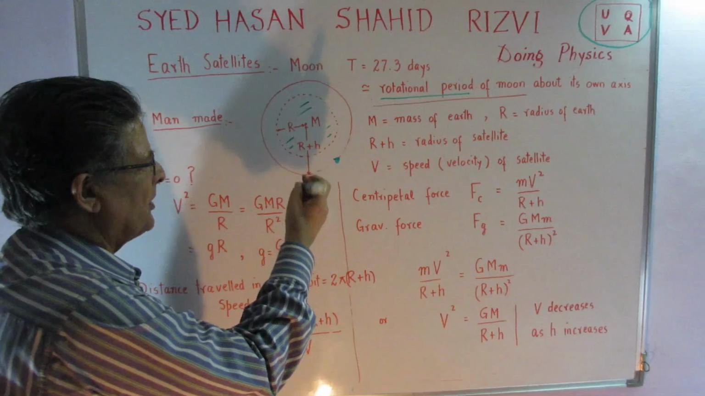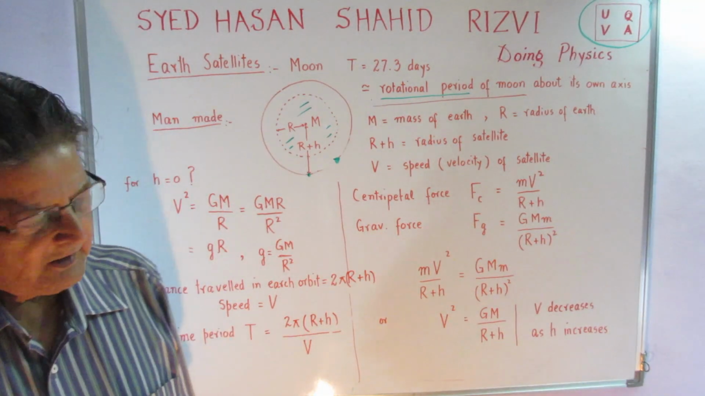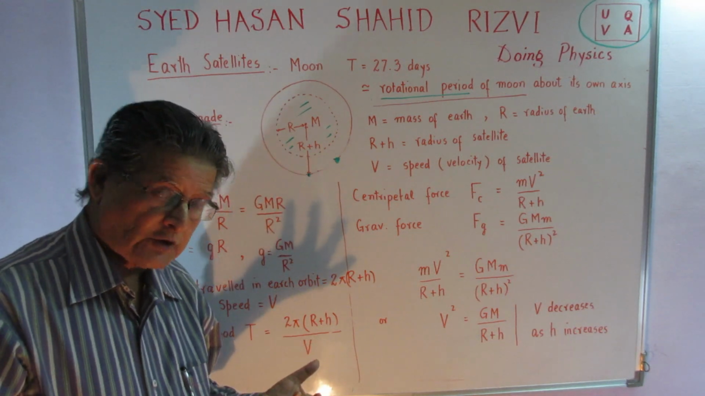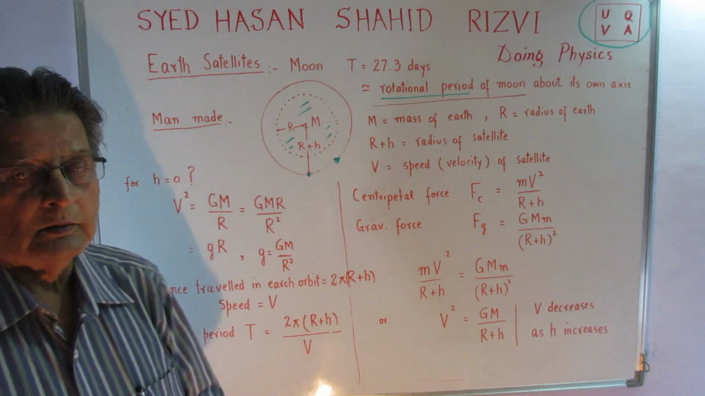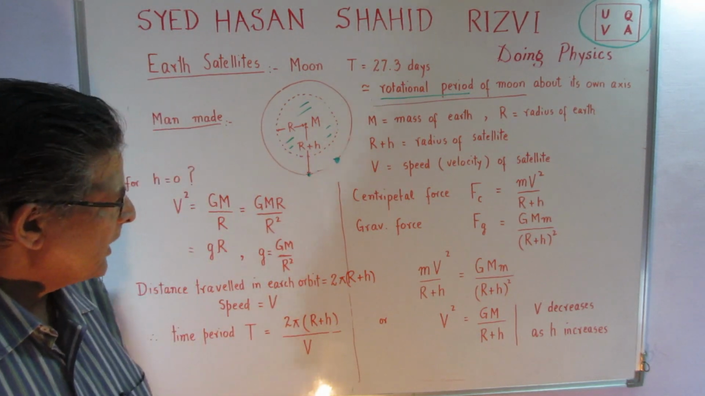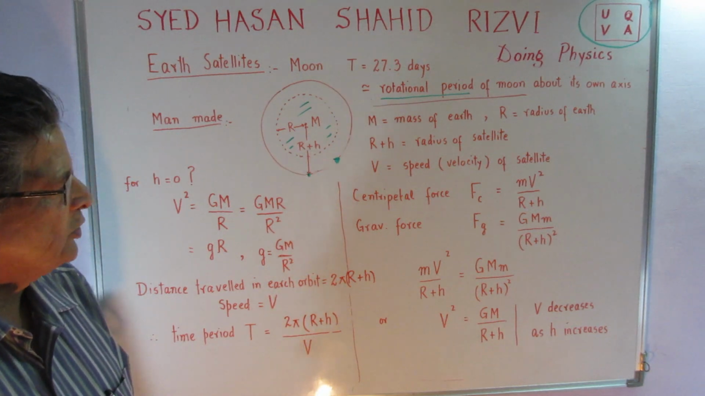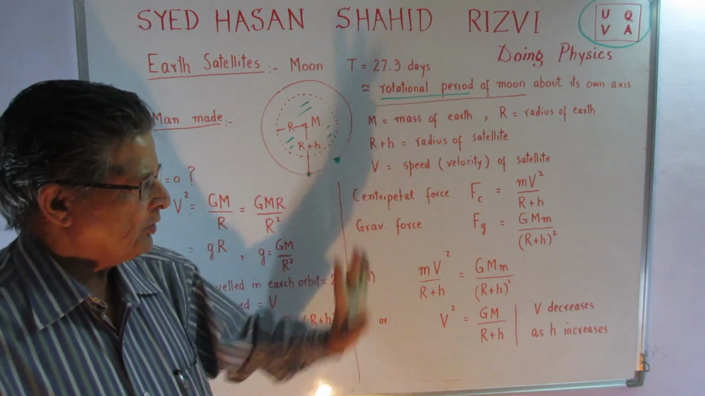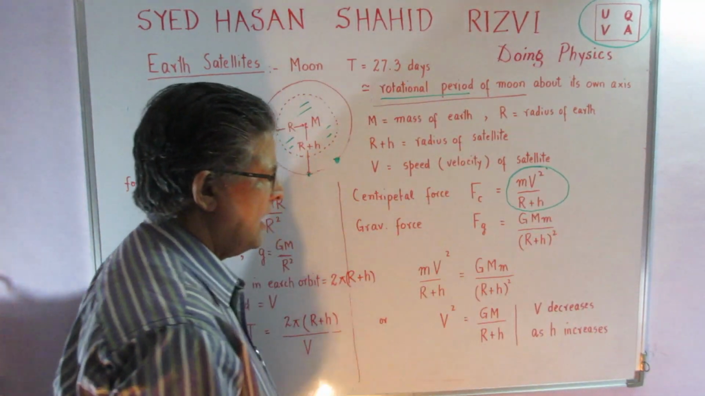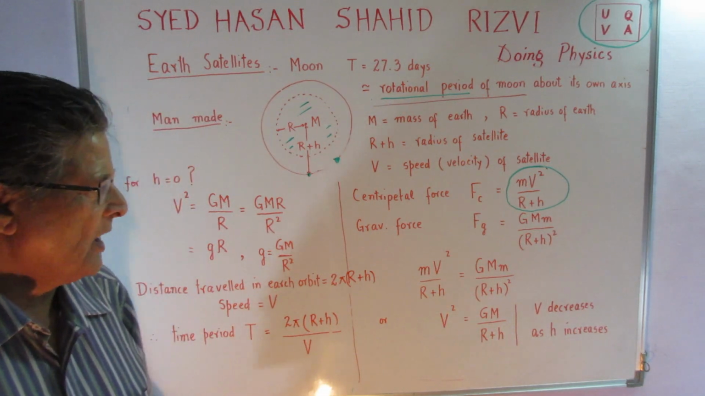The body in motion goes in a circular orbit in a plane only because there is a centripetal force which has to be there. Without the centripetal force, bodies cannot go round in circles traveling equal distances in equal intervals of time. This is what happens in uniform circular motion, UCM. So this centripetal force required for the system is mathematically described as mv square upon r plus h, because the orbit has a radius r plus h.